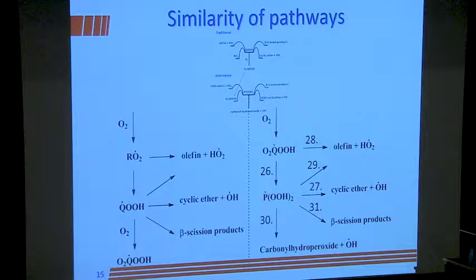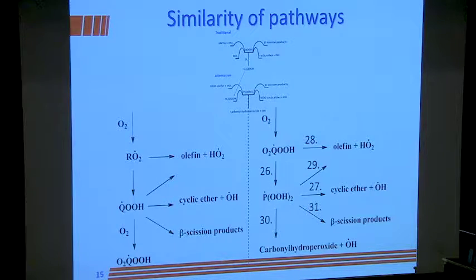Okay? But we didn't have this in the mechanism. Okay? This can isomerize to this species, similar to QOOH, and this species can give you a cyclic ether or other beta decomposition products, or go on and give you a carbonyl hydroperoxide plus OH. Okay? So it's a parallel chemistry to what we had already included. And if you're going to be complete, you should consider them all.